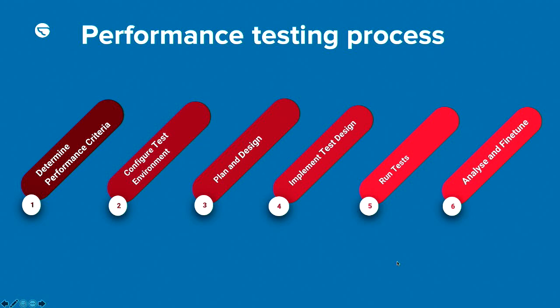And the fourth step is implementing the designs. This is where we actually build the framework, hook up any monitoring tools we need, create test cases, and also prepare the test data. The fifth step is actually executing and monitoring the test. And finally, we want to analyze the test result and fine-tune our application based on the result, and rerun the test in order to compare the result.